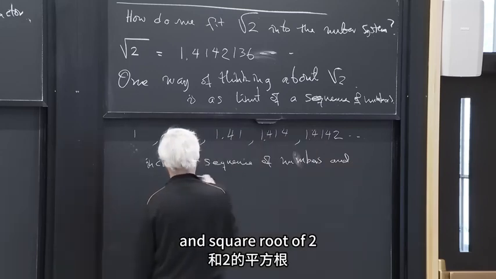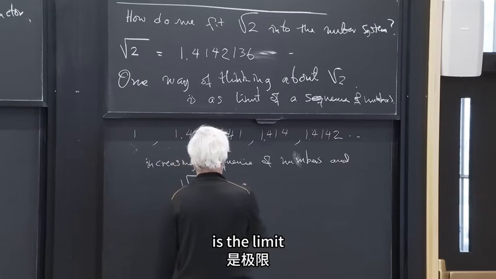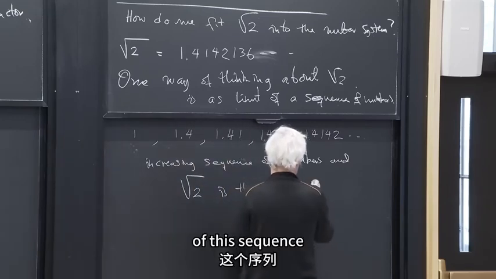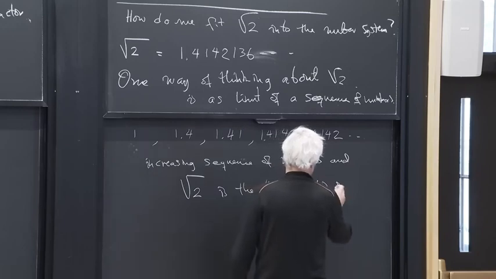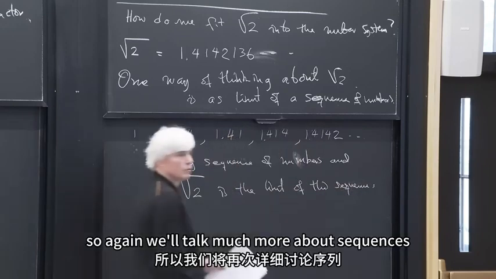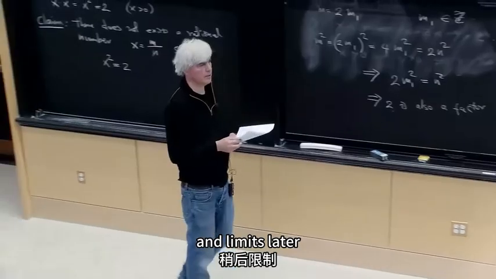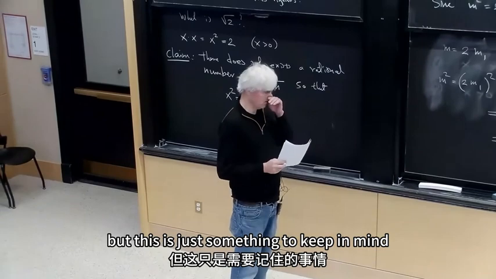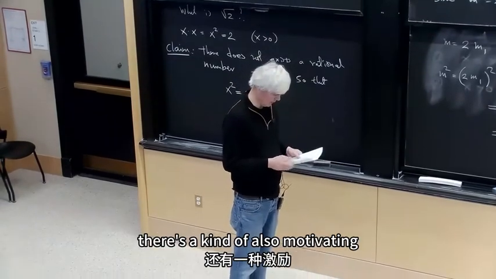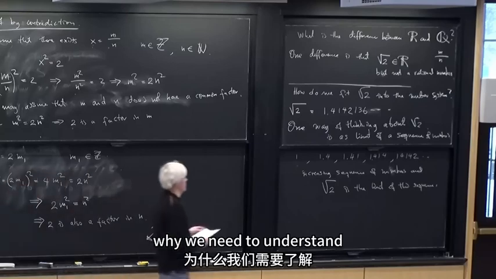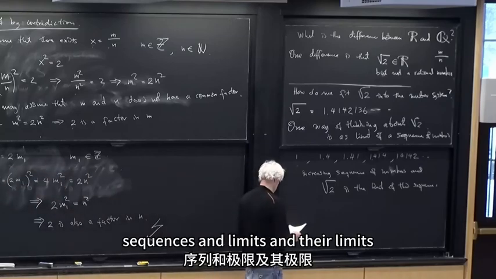And square root of 2 is the limit of this sequence. So again, we'll talk much more about sequences and limits later, but this is just something to keep in mind as also motivating why we need to understand sequences and their limits.